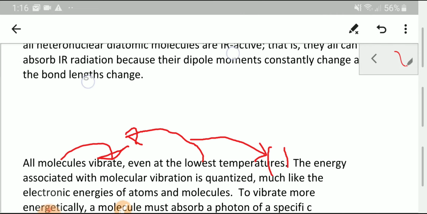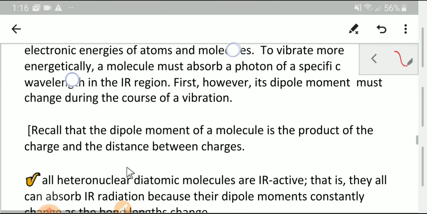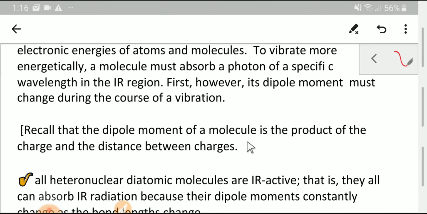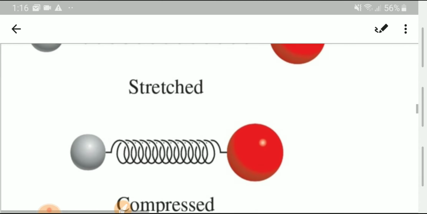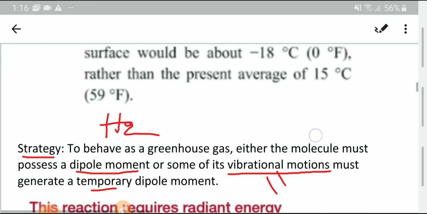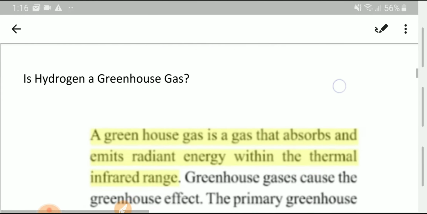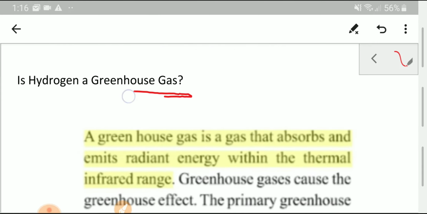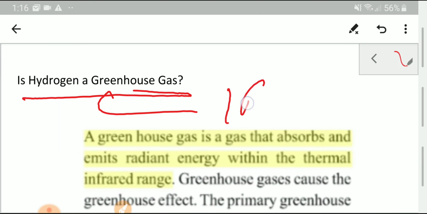If you don't know what a dipole moment is, then I have a definition for you. The dipole moment of a molecule is the product of the charge and the distance between charges. That is, if the bond length changes, then the dipole moment must change. The answer is: hydrogen is not a greenhouse gas because it doesn't absorb any IR radiation.